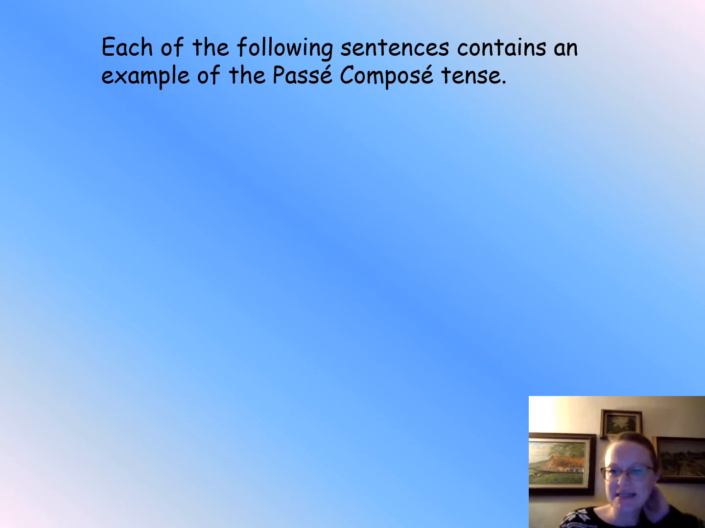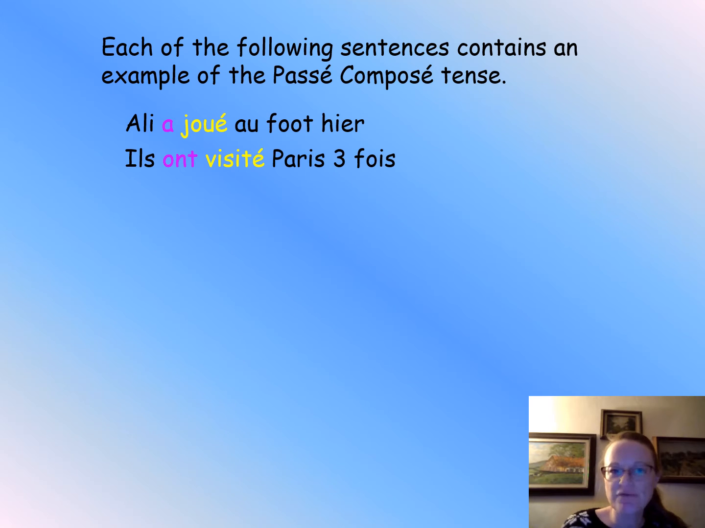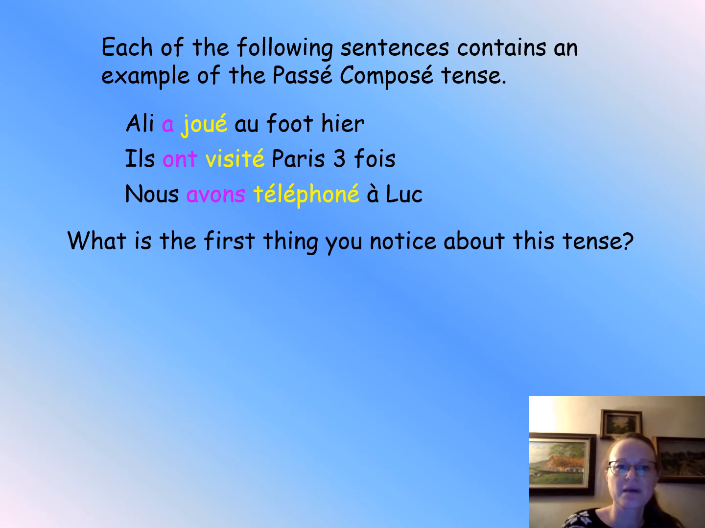Each of the following sentences contains an example of the passé composé tense. Ellie a joué au foot hier. Ils ont visité Paris trois fois. Nous avons téléphoné à Luc. What is the first thing you notice about this tense?